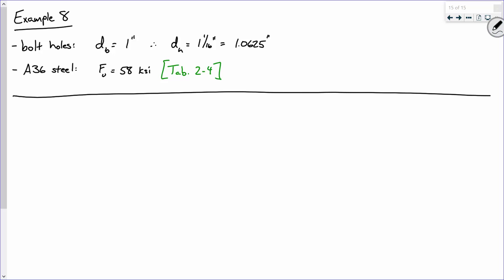Everybody good? Now, we've got two different limit states that we're going to assess. We're going to look at bolt shear and we're going to look at bolt bearing. So let's do bolt shear first. Let me go ahead and write that out. So, bolt shear.